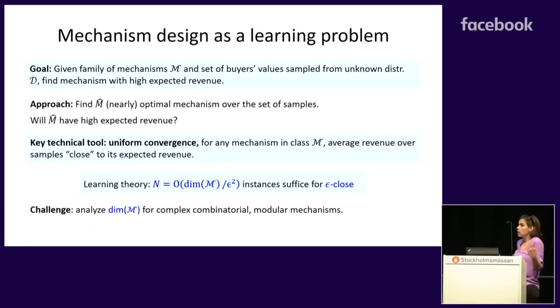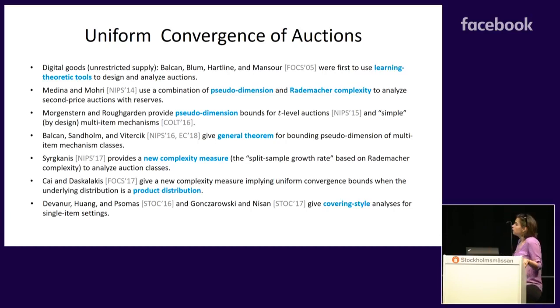Okay, and there is a recent line of work that is doing exactly this. So I have several references here on my slide on this topic. Actually, the very first paper that looked at analyzing the complexity of mechanisms in this automated mechanism design scenario is an older paper that I have joint with Avrim Blum, Jason Hartline, and Ishai Mansour. And here we're looking at the specific settings where we had unrestricted supply of our goods. So these are called digital goods. Okay, so this was more than 10 years ago.